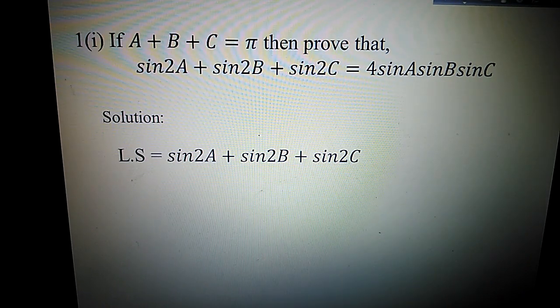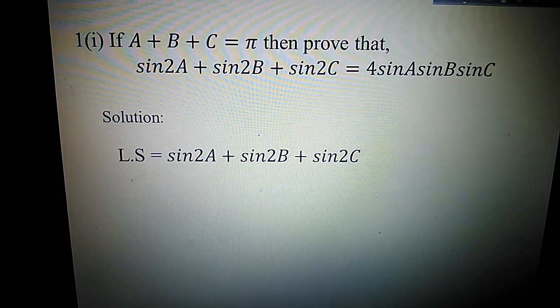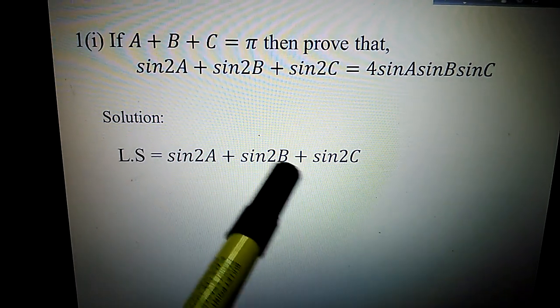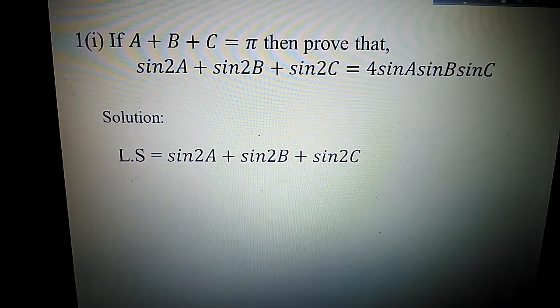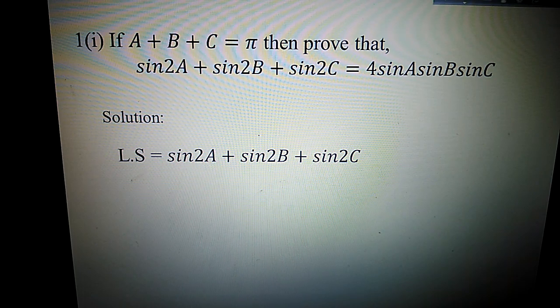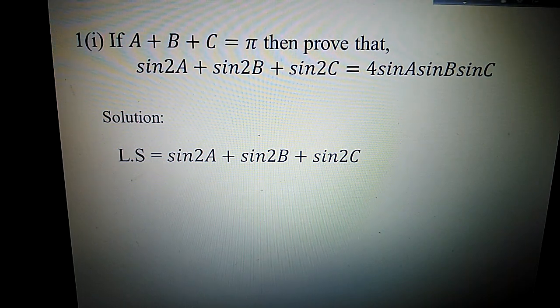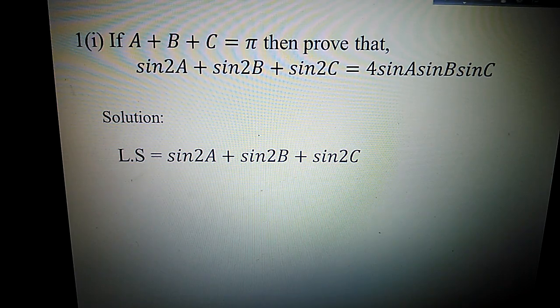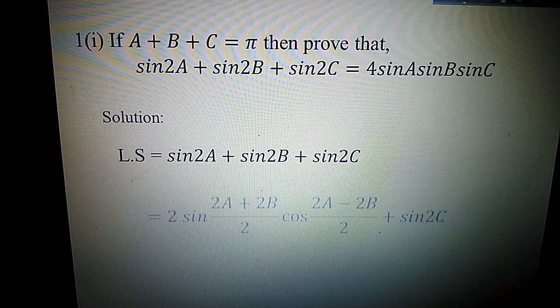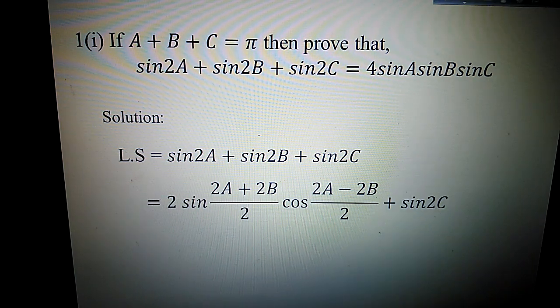Left hand side is sine 2a plus sine 2b plus sine 2c. So here it is sine 2a plus sine 2b. We know the formula for sine a plus sine b is 2 sine a plus b by 2 cos a minus b by 2. We are just applying the formula for them.